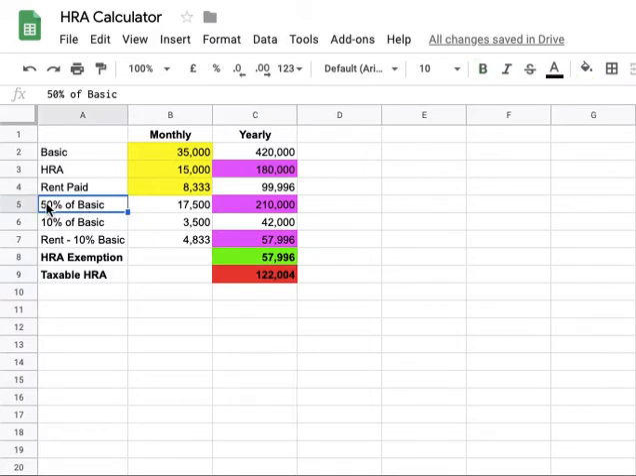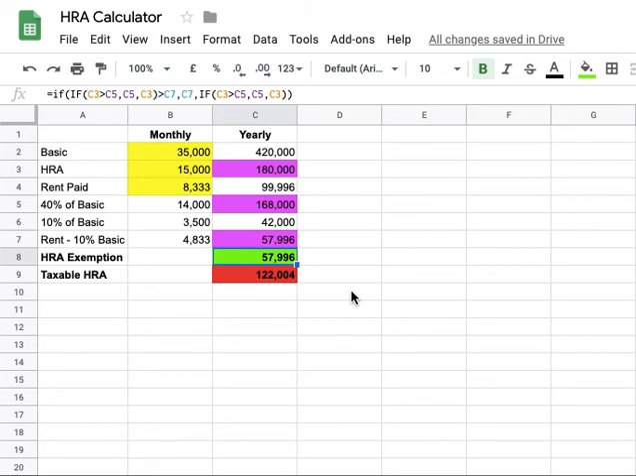Let's suppose you're living in a non-metro city. I'll do the 40% of the basic. Everything else remains the same. Your rent minus 10% of basic remains the same, right? Now this 40% of the basic actually helps when you are getting a very high package and you're living in a very high-rent flat. In those cases, your rent exceeds a big amount, right? Once your rent exceeds, your rent minus 10% of basic is a very huge amount. It's actually much higher than your 40% of the basic. So this is essentially how you calculate your HRA exemption.